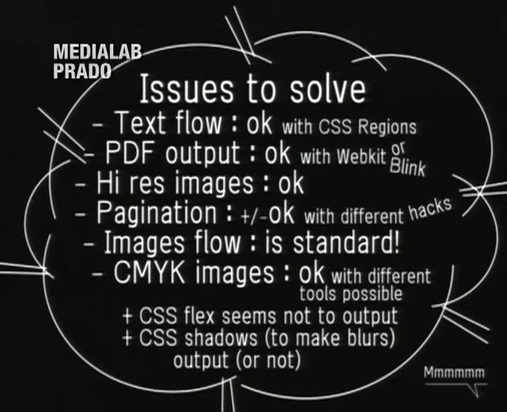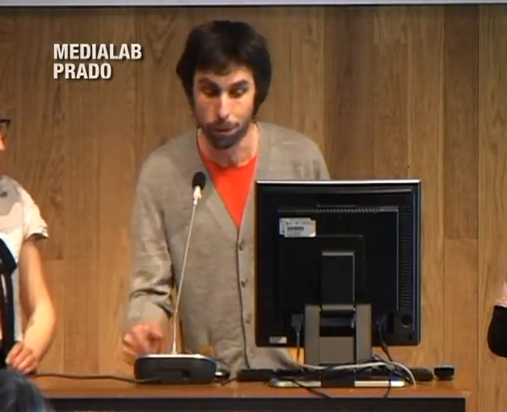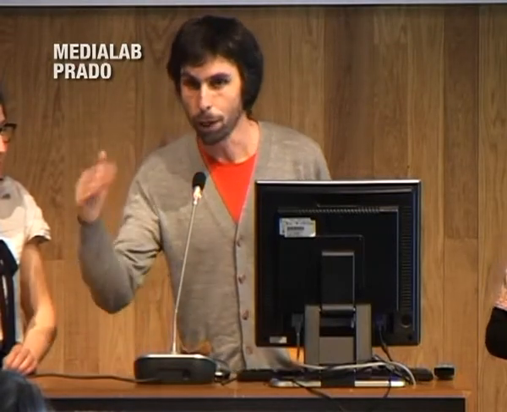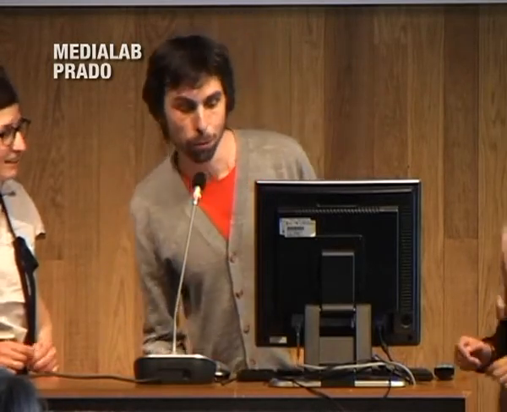We are just at the beginning of the process, but there is text flow now in multiple ways, and the CSS region is a good candidate. The PDF output seems quite clean with WebKit. We have to try with Blink. You have to enable it, Ludivine will show you. Images are okay if you cheat a bit. Pagination could be added through the final output on PDF, but maybe other ways also, directly in CSS. Image flow, meaning images that are cut, and CMYK images, we will find ways.